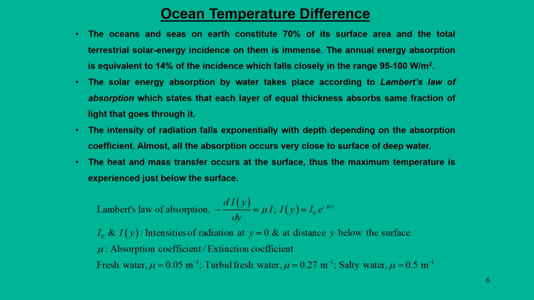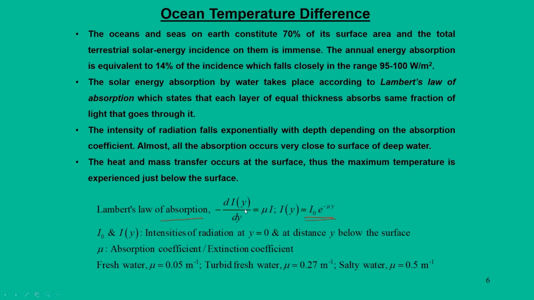So, let us see what happens when solar energy falls on the water surface. It follows an equation called Lambert's law of absorption, which says that the intensity of the radiation decays with depth, in an exponential nature. So, if you want to know the intensity of the solar radiation at depth y, then I_y is equal to I_0 into e to the power minus mu y. That means the intensity of radiation falls exponentially with depth, with the maximum being at the surface of the water.